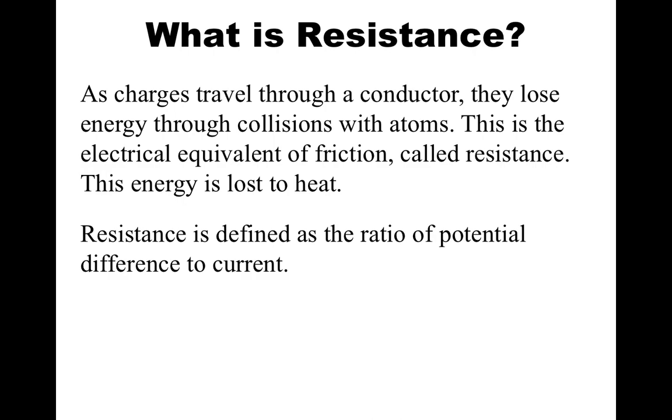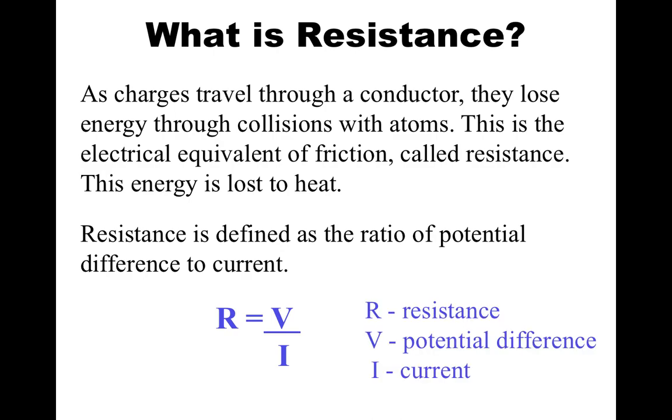Resistance is defined as the ratio of potential difference to current. If we put this in equation form, remember potential difference, capital V, divided by current, capital I, we get the relationship R equals V over I, where R is your resistance, V is your potential difference, and I is your current. This equation is in your reference table on page 4 with the rest of our electricity equations.